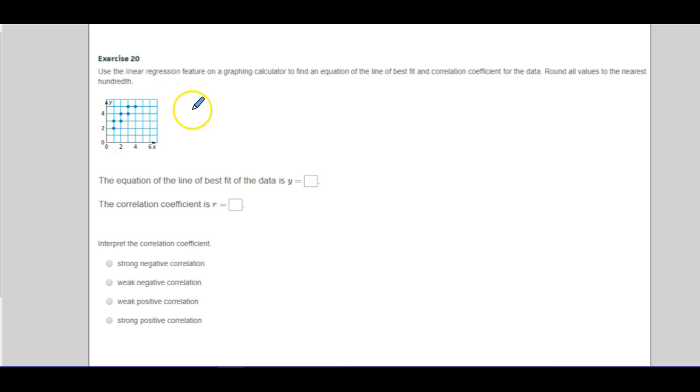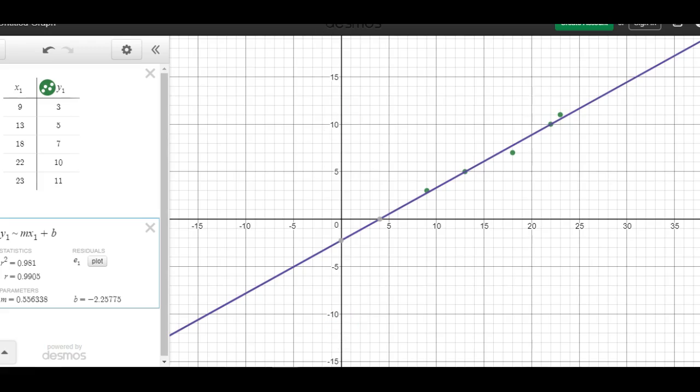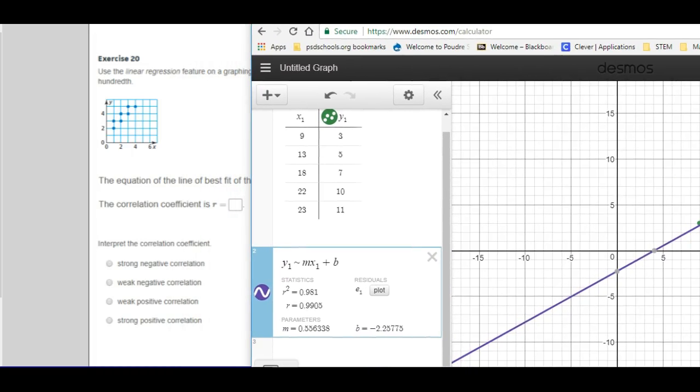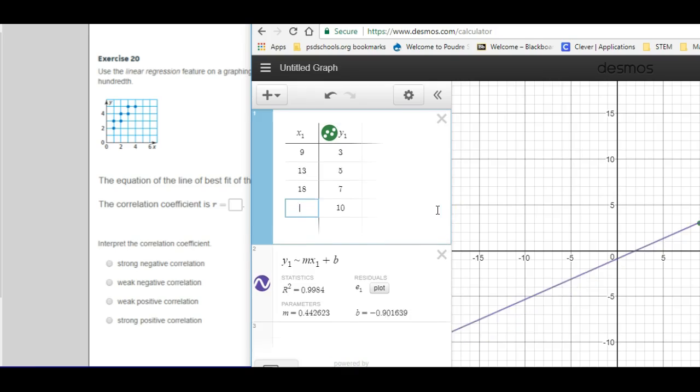Okay, so here's something kind of similar. I would put this in Desmos as well. You can either use your graphing calculator or Desmos, but I tend to like Desmos because I don't always have my graphing calculator with me. So we're going to delete the points that we had before.